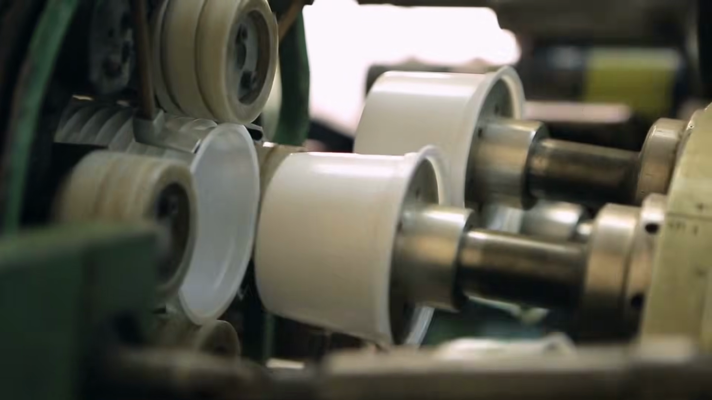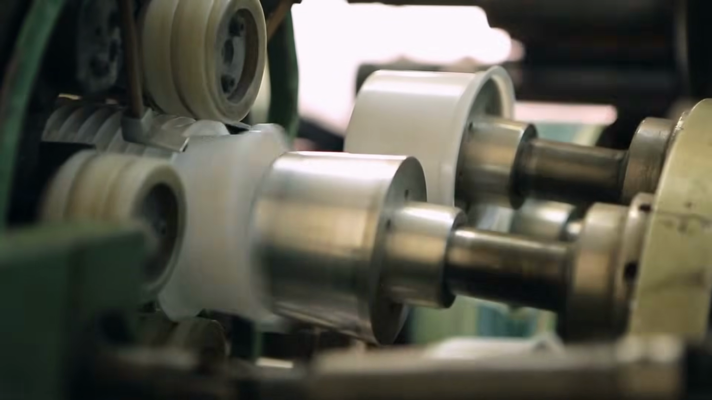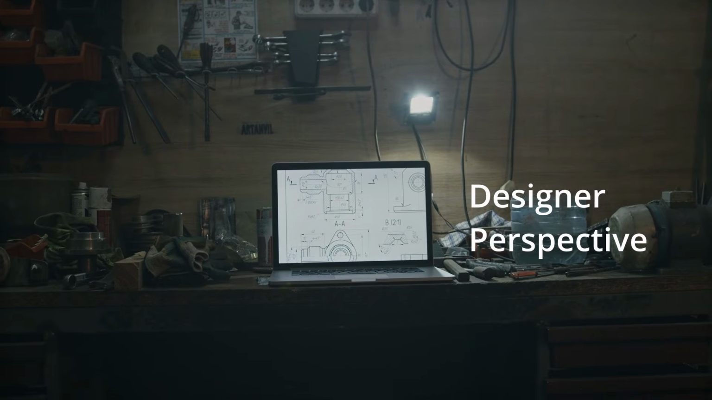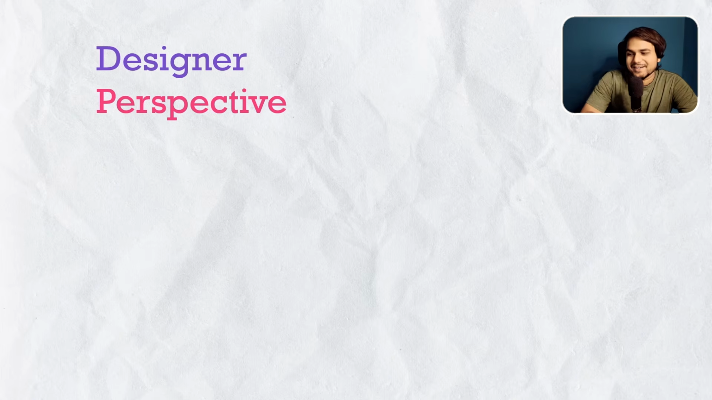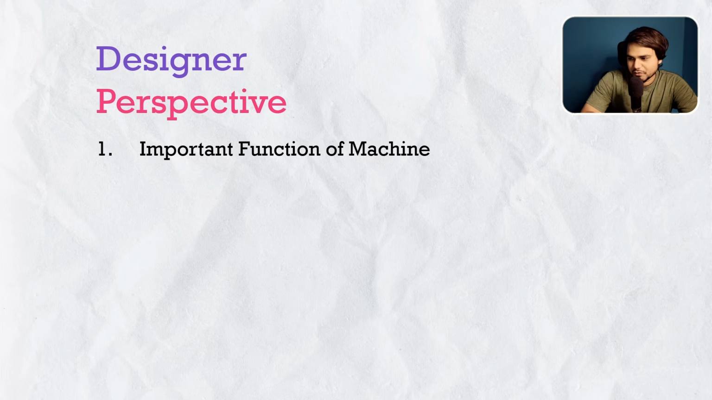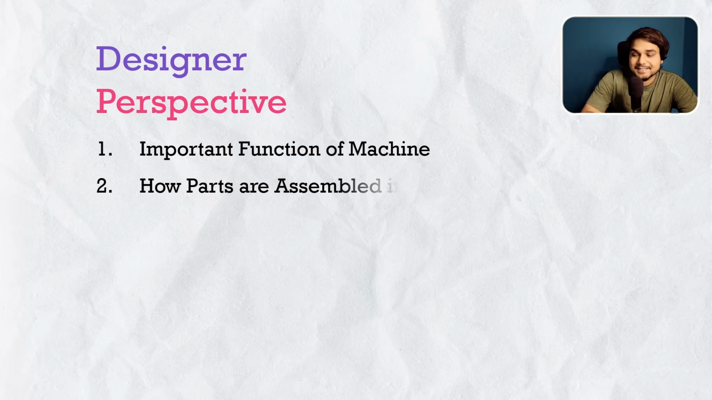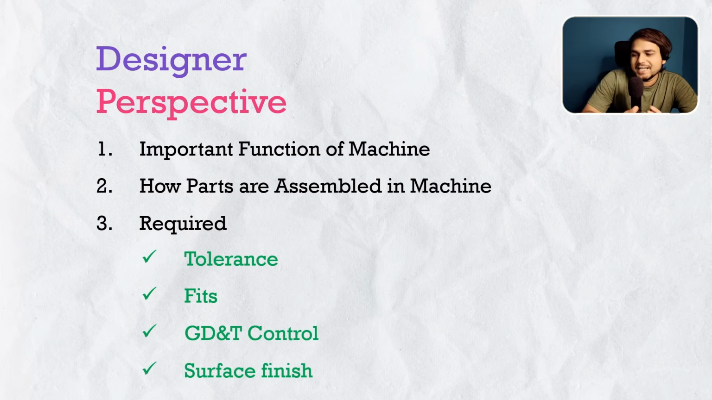And now, before starting the drawing of any part or any assembly, we have to understand and think from three major stakeholders' perspectives of any machine or product development. Number one, very obvious, the designer perspective. Like what are the important functions of the machine, how the parts are assembled in the machine, and how much tolerance, fits, GD&T controls and surface finish we need on each part to achieve the required function of the machine.